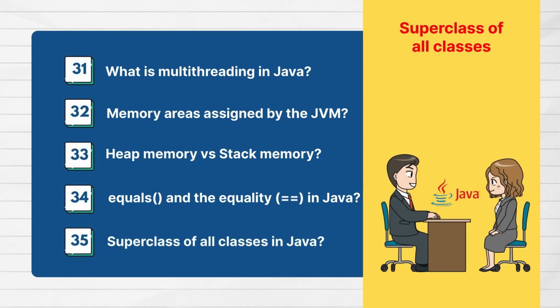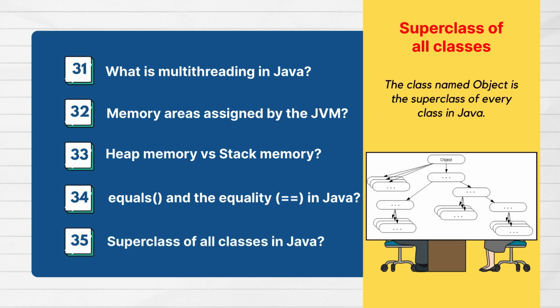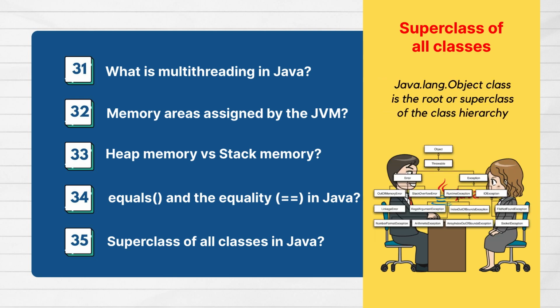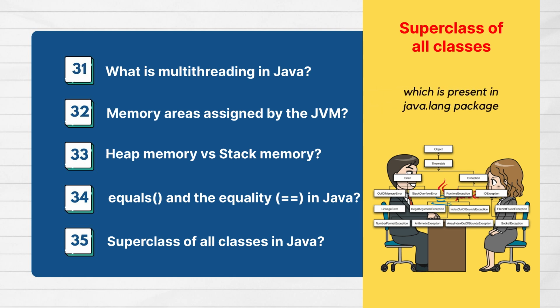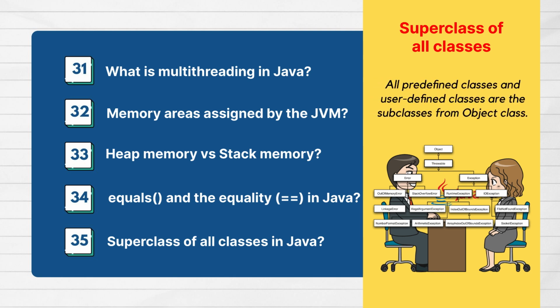What is the superclass of all classes in Java? The class named Object is the superclass of every class in Java. The java.lang.Object class is the root or superclass of the class hierarchy, which is present in the java.lang package. All predefined classes and user-defined classes are subclasses of the Object class.